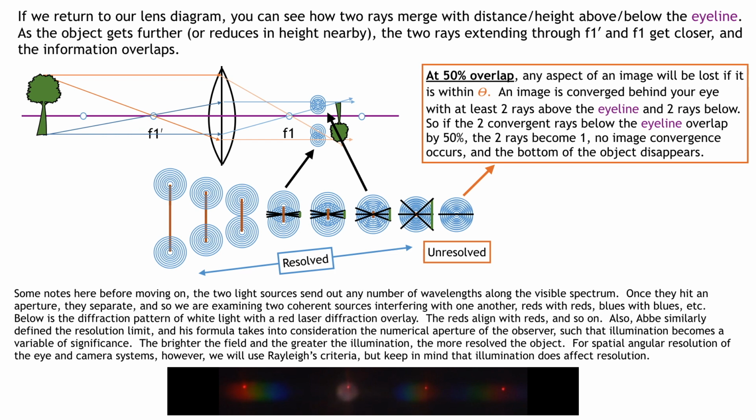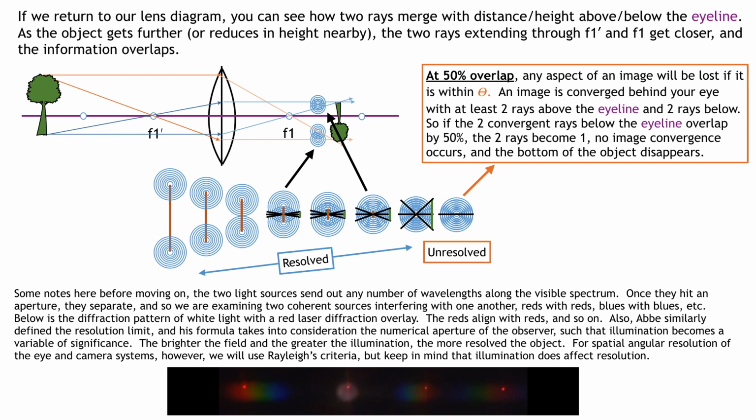Also of note, Abbe similarly derived the resolution limit, as did Rayleigh, and his formula takes into consideration the numerical aperture of the observer such that illumination becomes a variable of significance. The brighter the field and the greater the illumination, the more resolved the object. For spatial angular resolution of the eye and camera systems, however, we will use Rayleigh's criterion, but I want you to keep in mind that illumination does affect resolution. So as things are dimmer, they are less resolved.